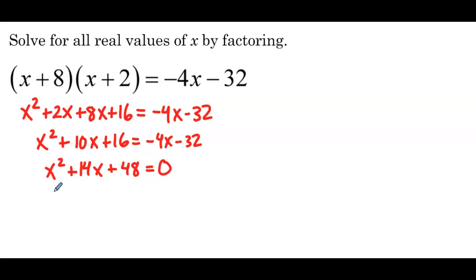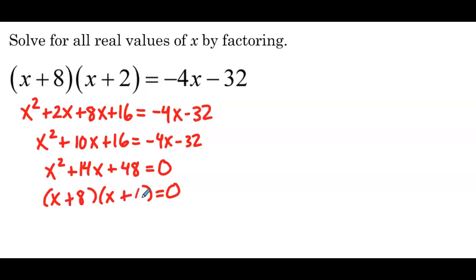Okay, so now we need to factor. So x and x. So we need factors of 48 that add to 14. So let's see, 12 and 4. Well, 12 and 4, that would be 16x. No. 16 and 3, that would be 19. 8 and 6. Yeah, I think that's the one.